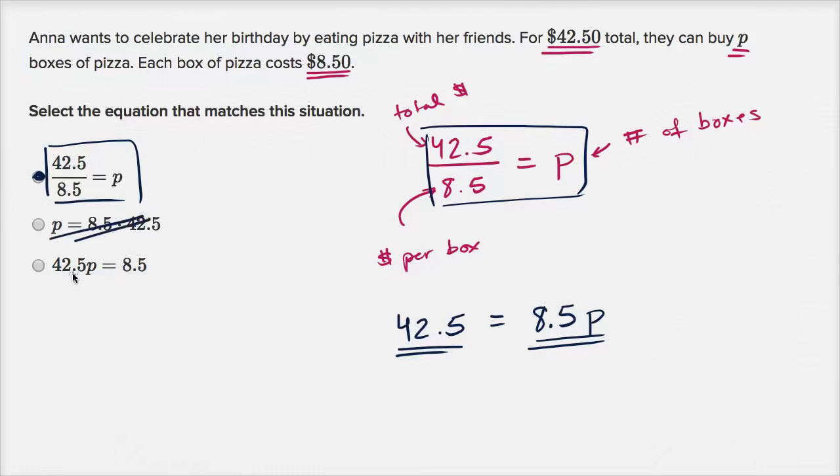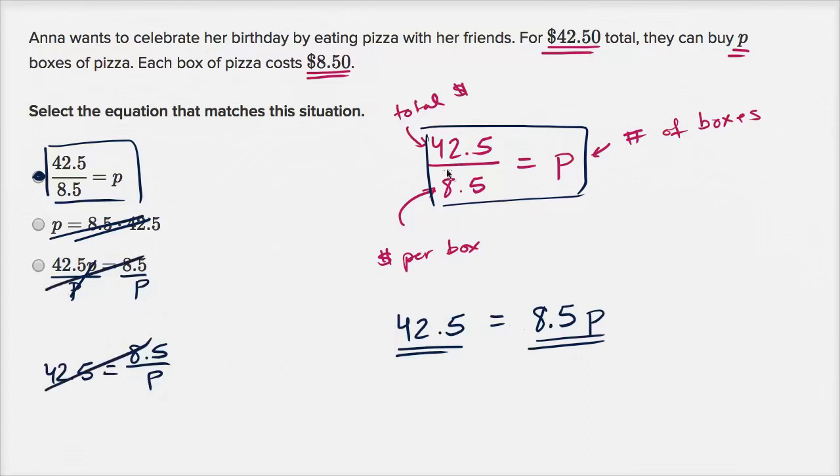And over here, it looks kind of like this, except the P is on the wrong side. This has 8.5P is equal to 42.5, not 42.5P is equal to 8.5. And if we try to get the P on the other side here, you could divide both sides by P. But then you would get P divided by P is 1. You would get 42.5 is equal to 8.5 over P, which is not true. We have 8.5 times P is equal to 42.5. So this is not going to be the case.